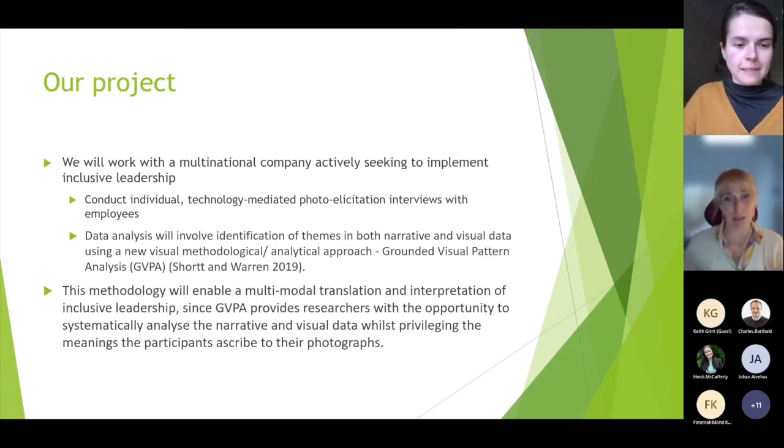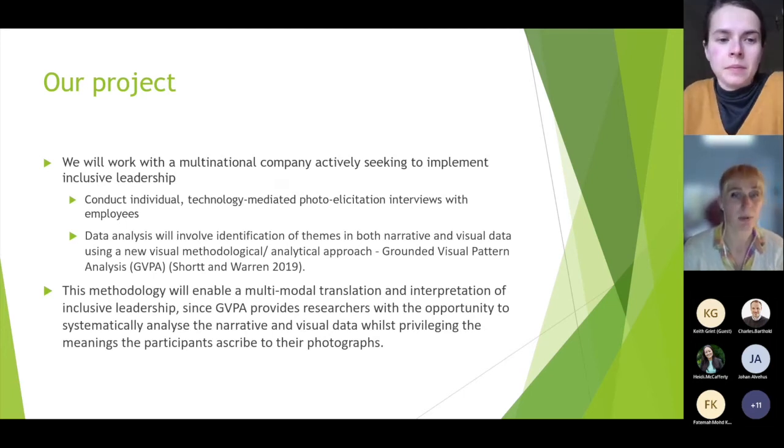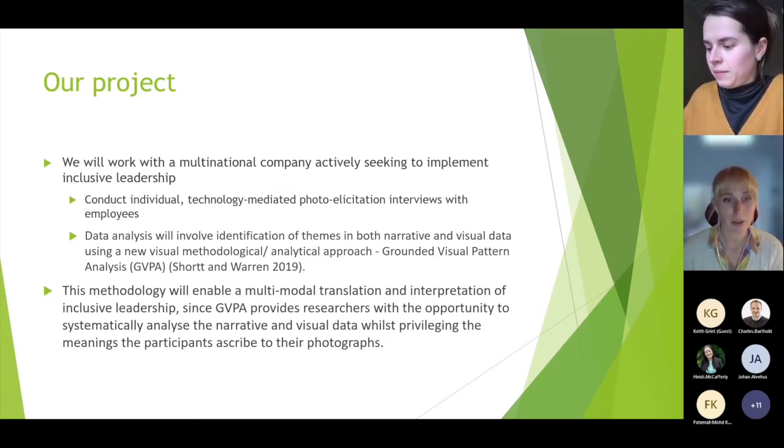So I've already said most of what is on here, and I will pause in a second because I think I've taken up all of my time. I think I might leave this slide up. Very happy to talk more about the grounded visual pattern analysis, which brings together dialogic, ecologic analysis, if that's something that people are interested in.